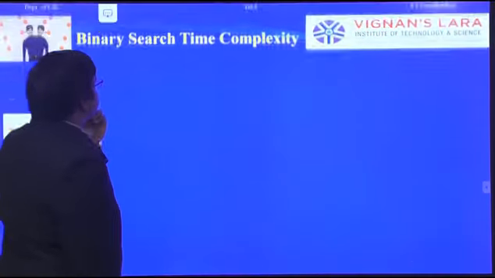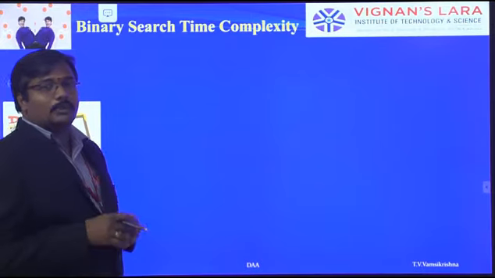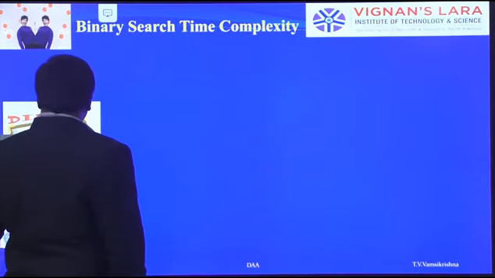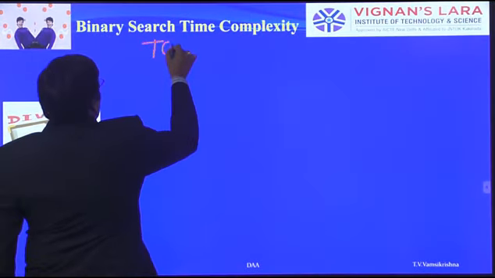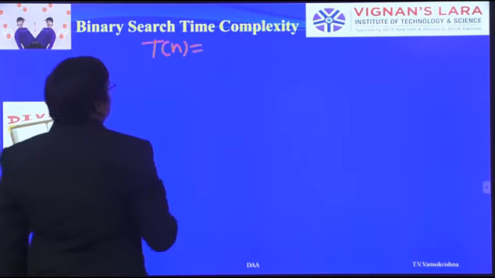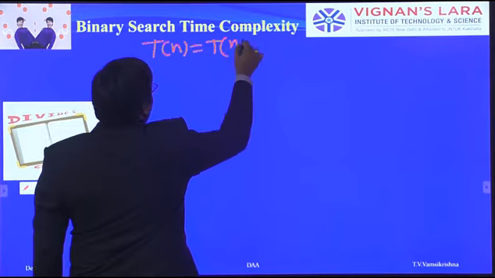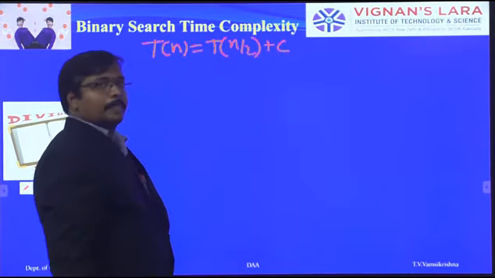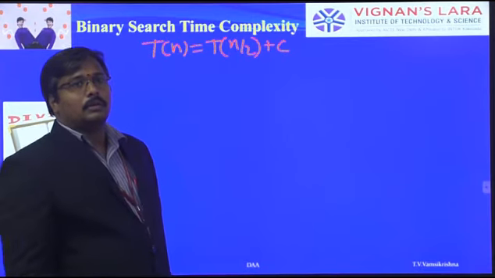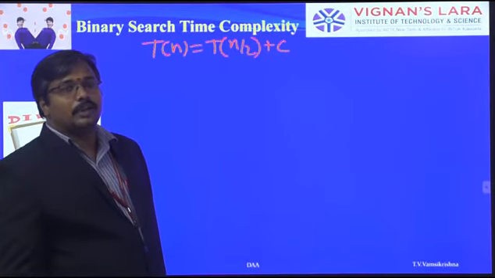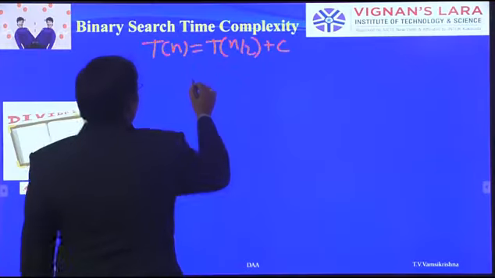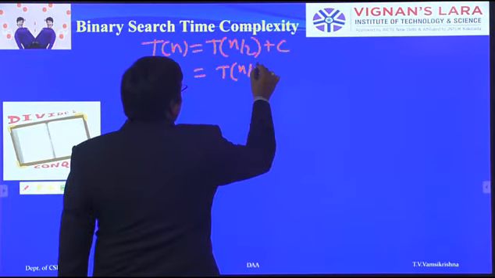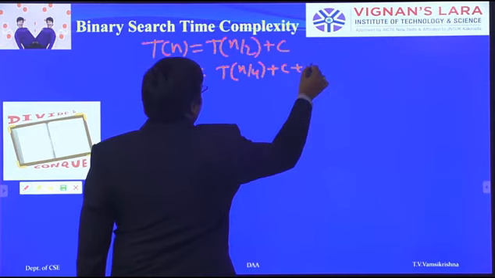Next, what is the time complexity for binary search? This is also very easy. T of n is equal to T of n by 2 plus C. So how to solve this problem? You need to substitute here: T of n by 4 plus C plus C.